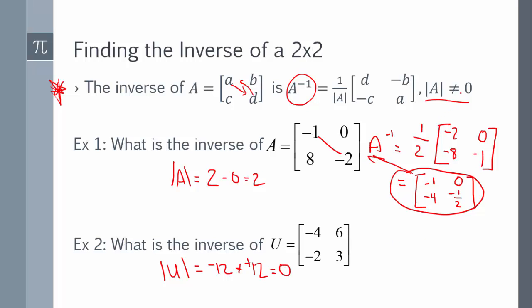We said the determinant can't be 0. So what this means is U inverse does not exist. This matrix does not have an inverse. There is no 2 by 2 matrix that, when multiplied by this one, will get us the identity. How about you try some examples? There's some on the note sheet. Go back and watch this if need be. When you're ready to pick up where we left off, you can restart the video.